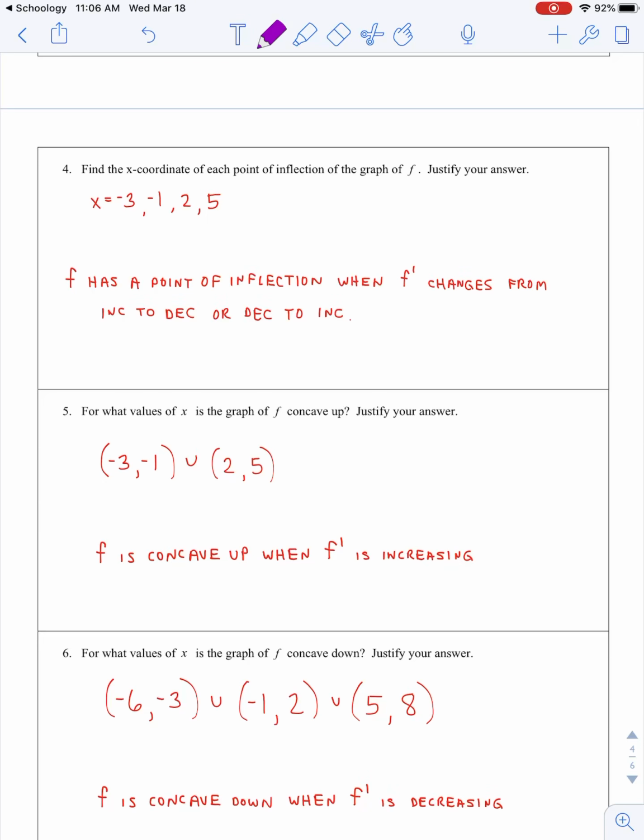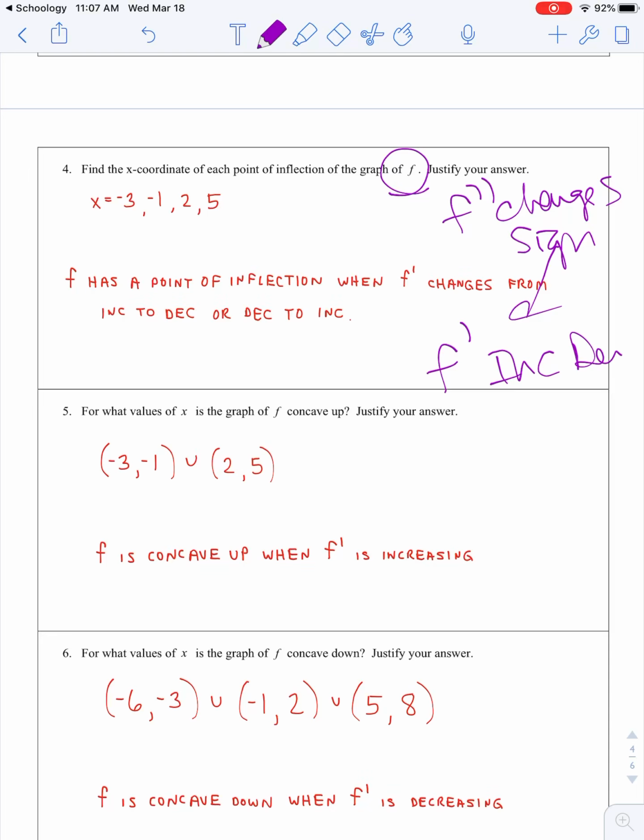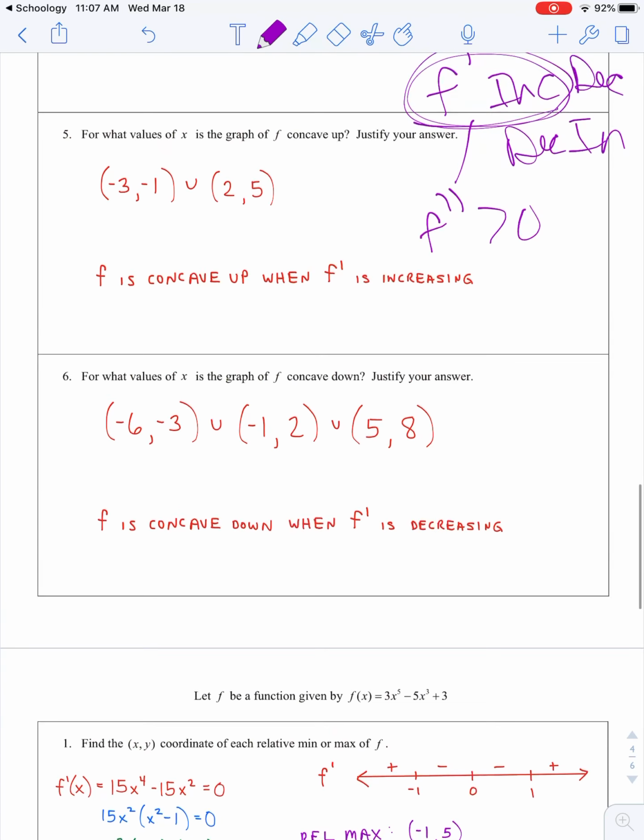Point of inflection. A point of inflection occurs when the second derivative changes signs, meaning from positive to negative or negative to positive. However, this is the graph of the derivative, so that's when the first derivative will change from increasing to decreasing or decreasing to increasing. When the derivative is increasing, that means the second derivative is positive. So on and so on. So that's what's happening there. You can kind of look at that, let it soak up a little bit.